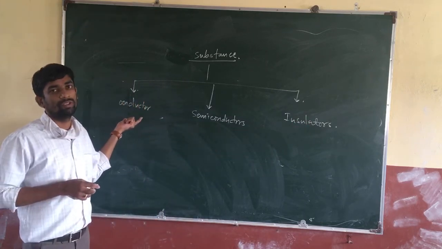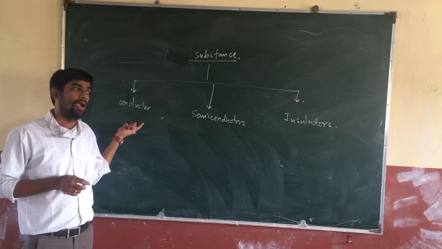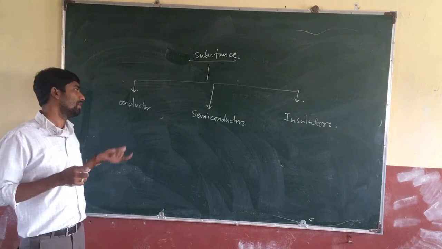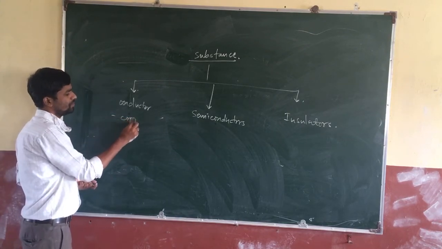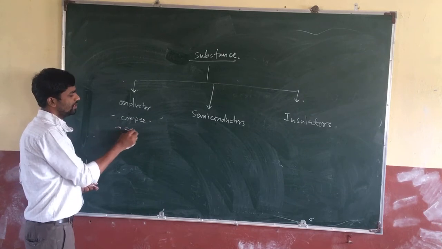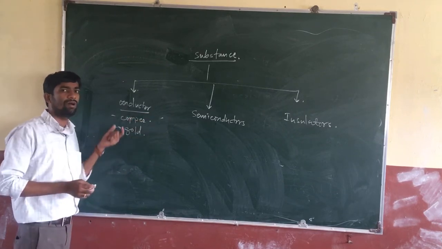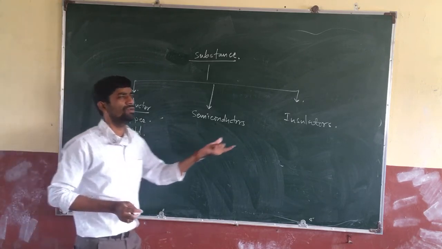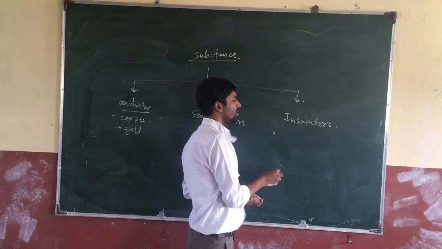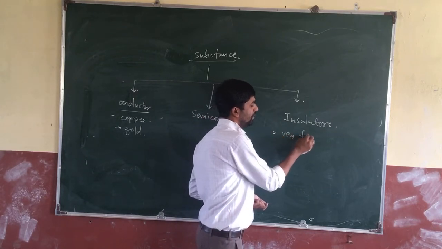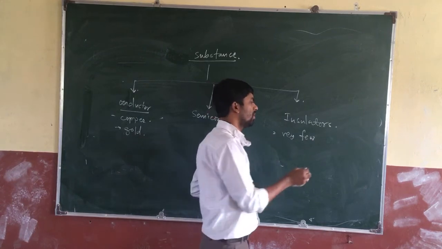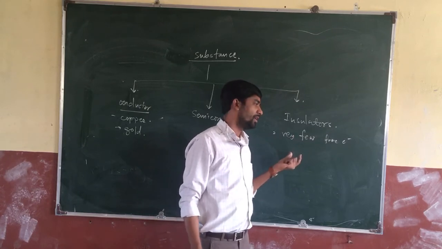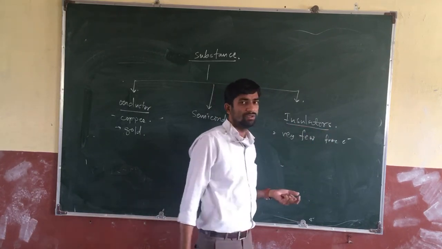A conductor consists of a large number of free electrons, and it is used for conducting electricity. A good conductor is copper. Copper and gold are conductors because these materials have a large number of free electrons. An insulator has very few free electrons, so it does not conduct electricity, and it is known as an insulator.